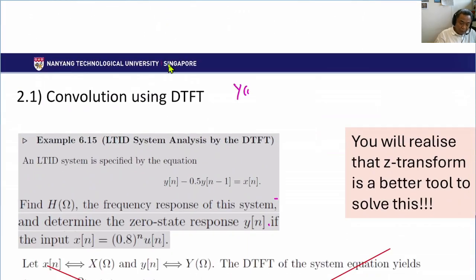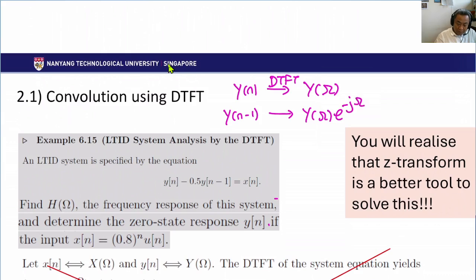Well, if we have y of n, we know that by performing DTFT, we get Y of omega. For y of n minus 1, the DTFT is Y of omega e to the minus j omega, multiplied by the delay. In this example the delay is 1. If the delay is d, then this will be d. So once we have this, we are actually converting the signal in time domain into the frequency domain, and we are exploiting time delay properties in the frequency domain to make it algebraic.